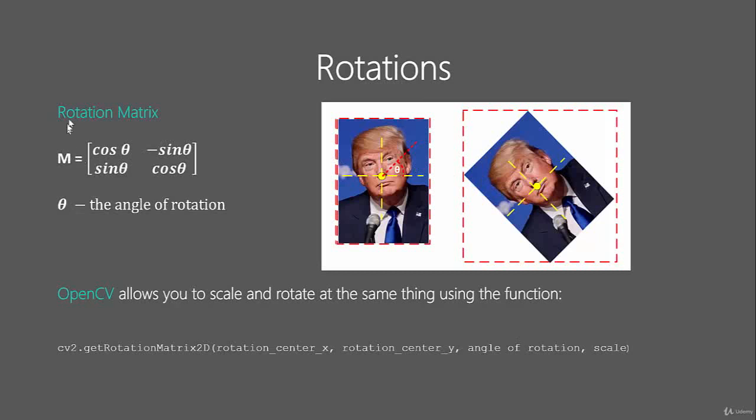So similarly, in our transformation, we had a T matrix. Now we have an M matrix, which is the shorthand used for the rotation matrix. Theta here is the angle of rotation. As you can see, it's an anti-clockwise angle measured from this point here. And one important thing to note is that the OpenCV function, getRotationMatrix2D, actually does scaling and rotation at the same time, which you will see in the code.